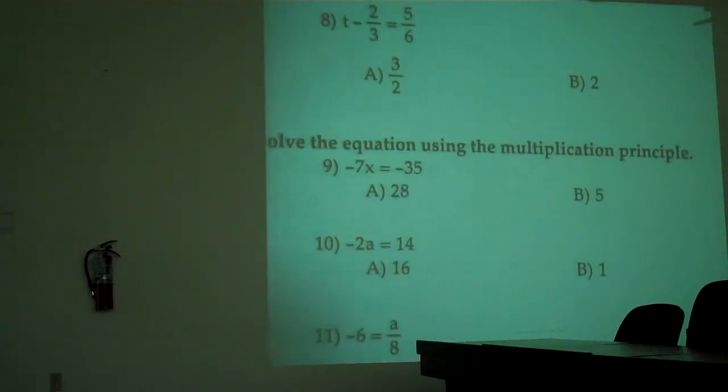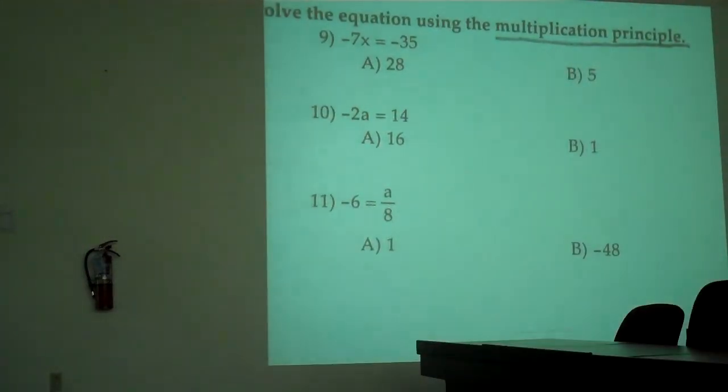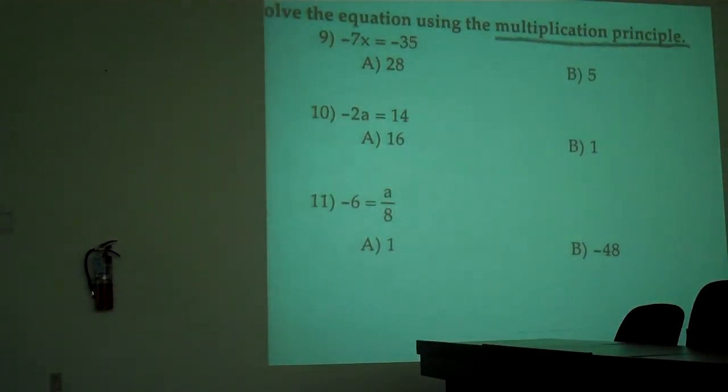Okay, I'm not going to do number 8. You can do that on your own. Let's go to the next section. It says multiplication principle. What does that mean you'll be doing? Multiplying or dividing, just like the add was add or subtract.